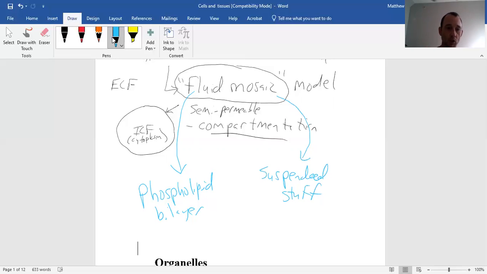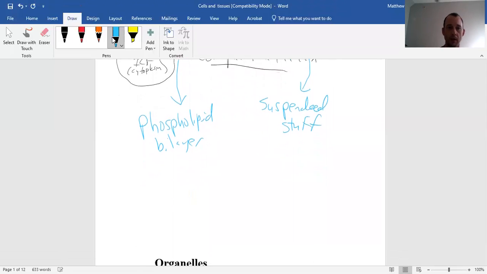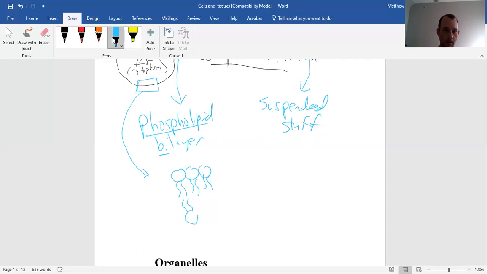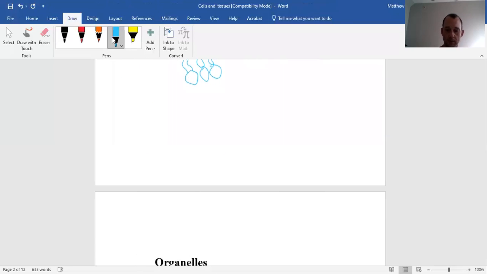So if we look at your phospholipid bilayer, it is, as the word describes, a group of phospholipids arranged in a bilayer. In other words, if I zoom in on this portion of it, what that would look like is I have a phospholipid and another group of phospholipids, and they're arranged in a bilayer.